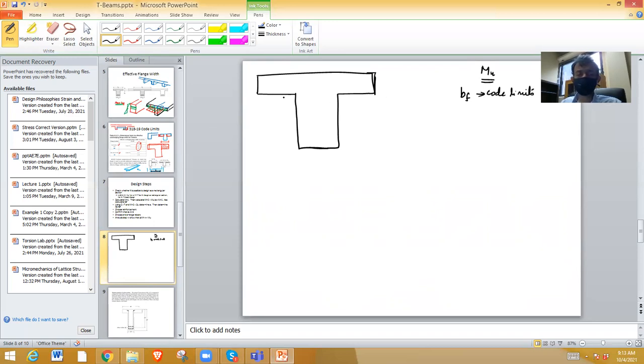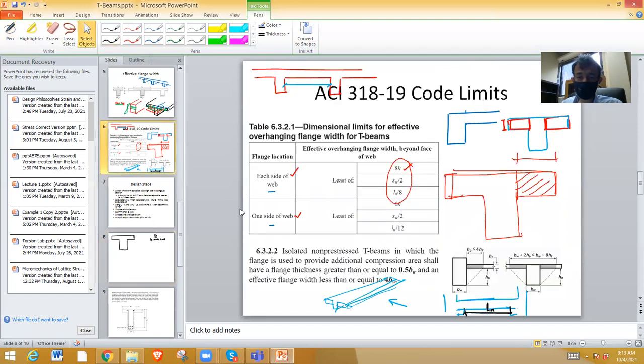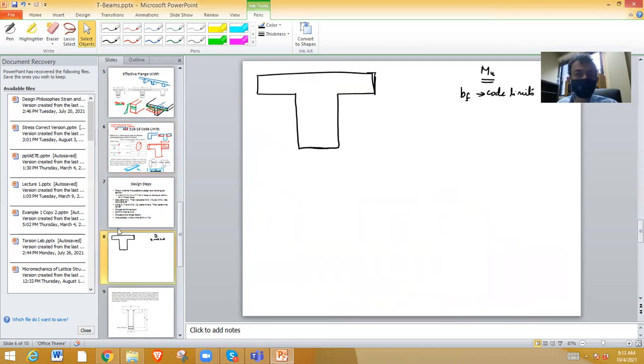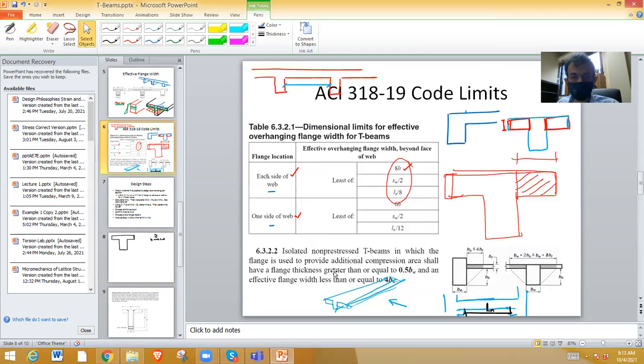Once you have that, note that there are two cases. If you have an isolated non-prestressed T-beam, that is, it is not part of a floor span but just one T-beam, then the effective flange width should be less than or equal to 4 times the web width. There is another criterion too: the flange thickness must be greater than or equal to half of the web width.